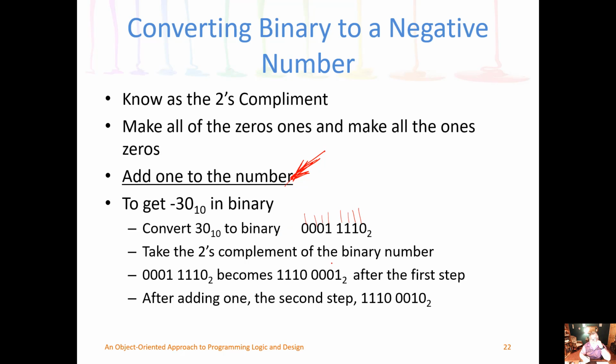Now I have to add 1 to it. And if I add 1 to that, that becomes 10, carry the 1. And that becomes 1110 0010. That is a minus 30 right there.